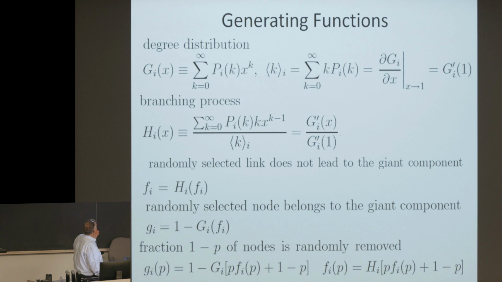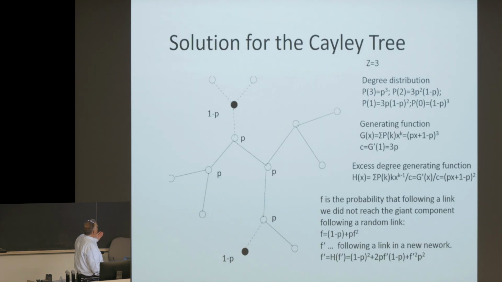Now we will talk about an even simpler model, which is a Cayley tree, where all the math is very simple. You can see that this is the Cayley tree with degree z equal to 3. So each node has exactly 3 links connecting it to its neighbors.